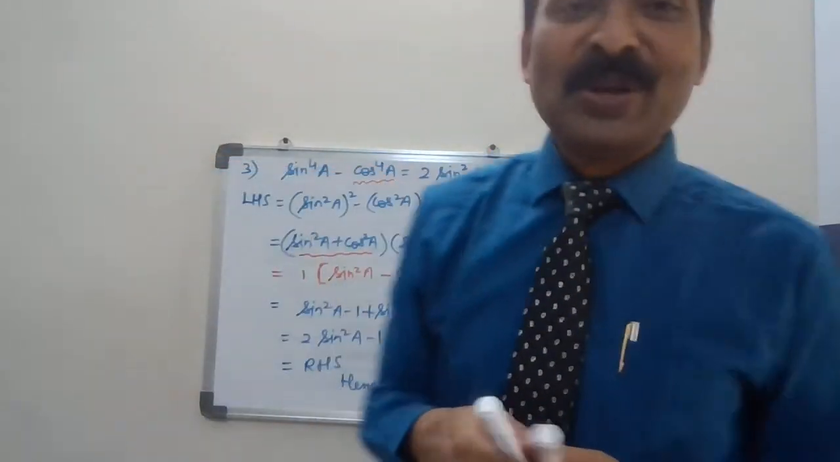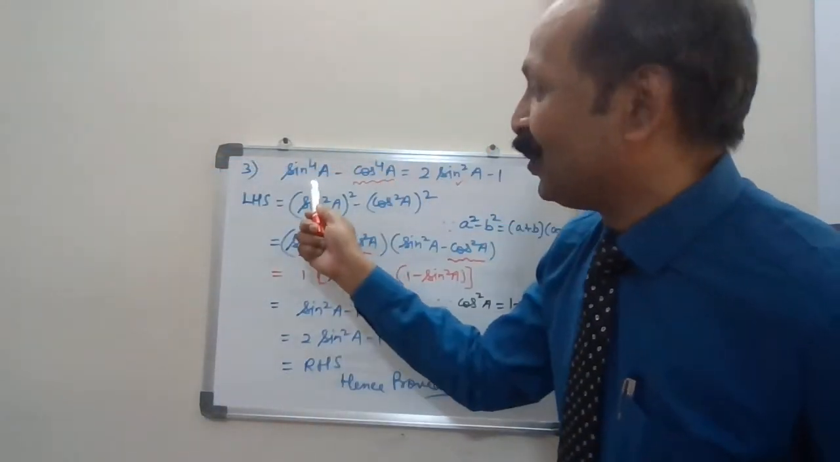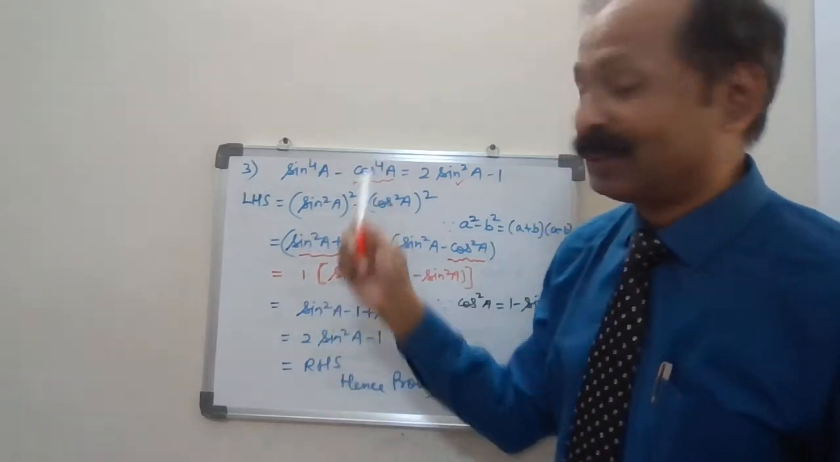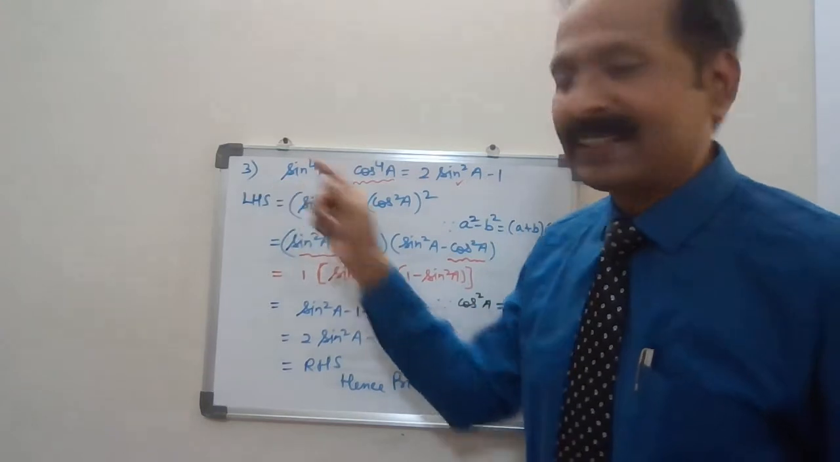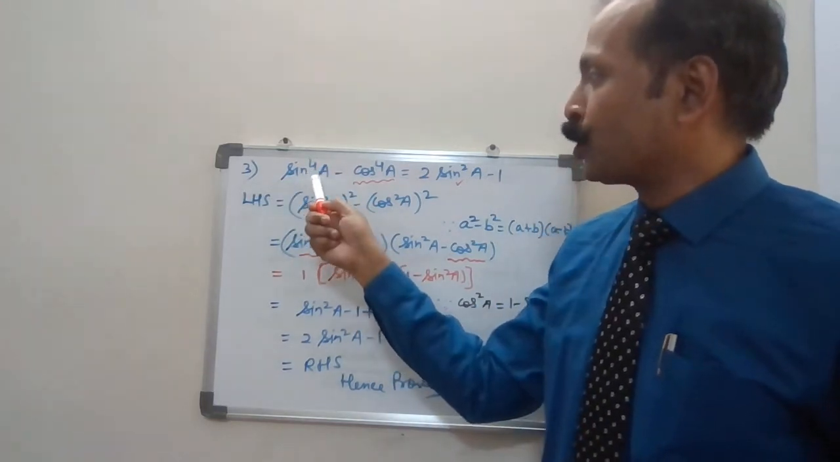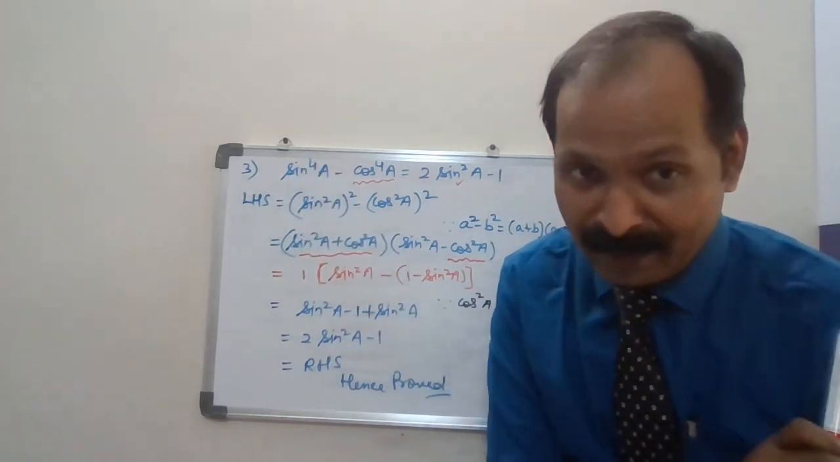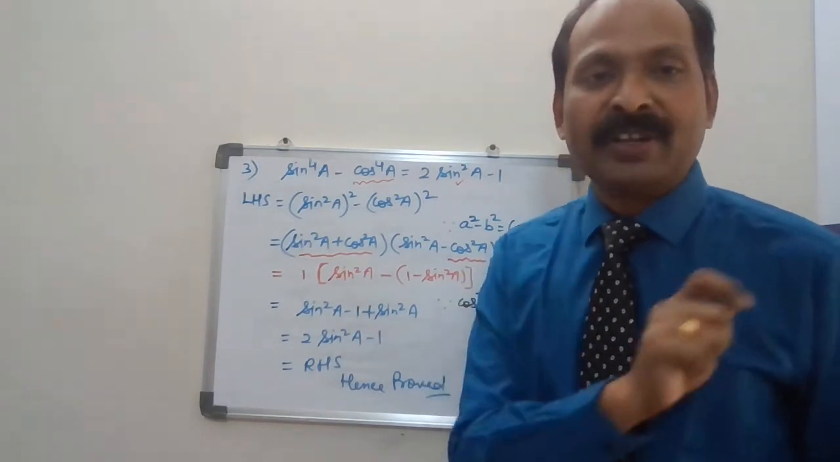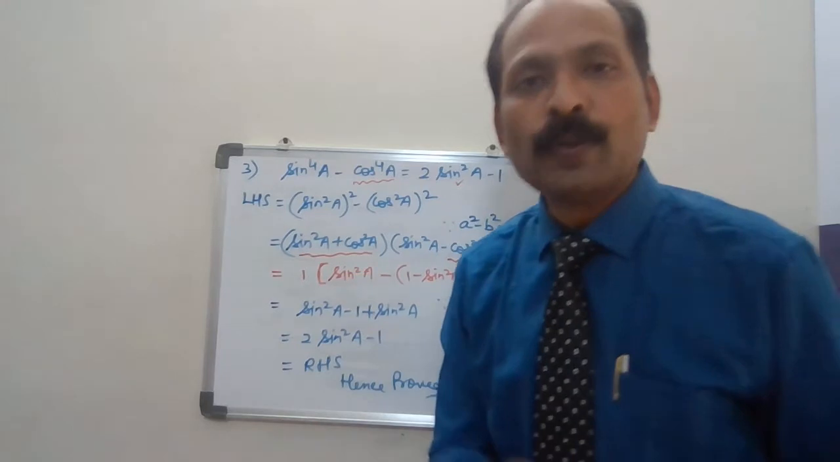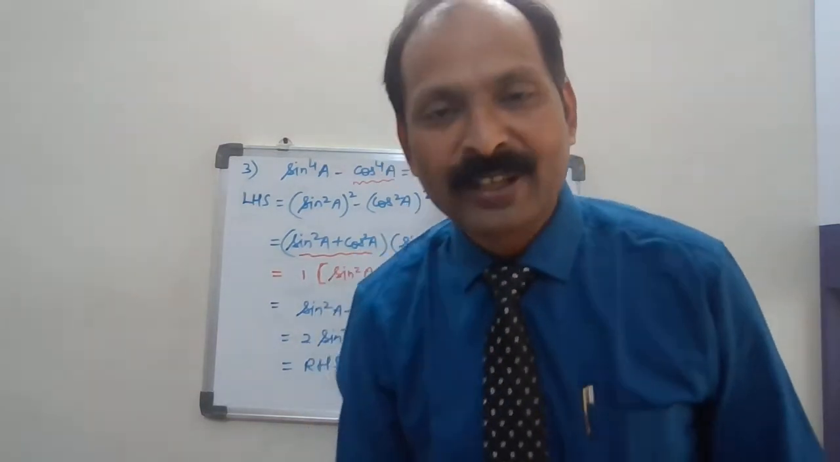Hence proved. So what you did here, you cannot apply this identity when degree 4 is there. So don't try to change sin raised to 4A as 1 minus cos raised to 4A. You will go wrong. Understood? So you can pause the video. The moment I write the question, you pause the video and try to do it by yourself.